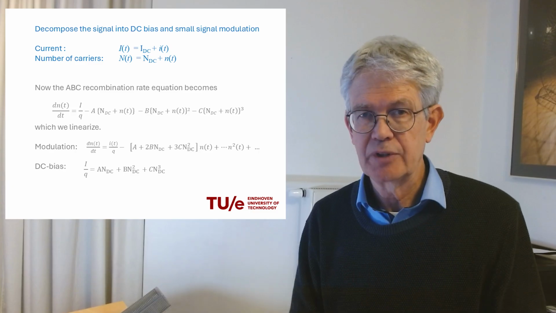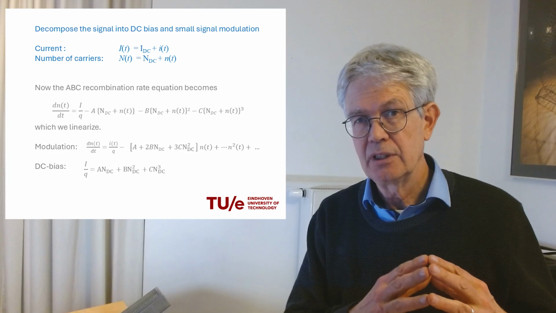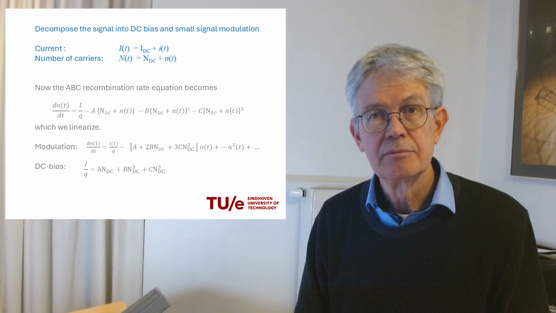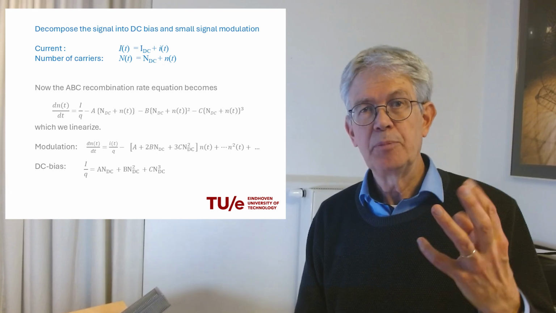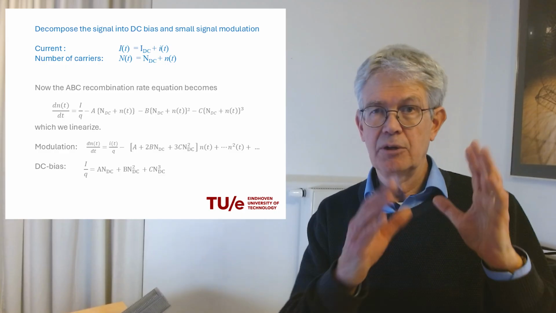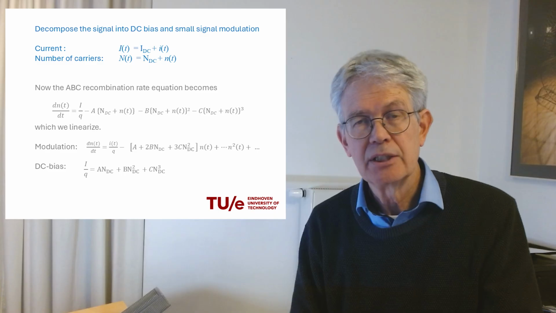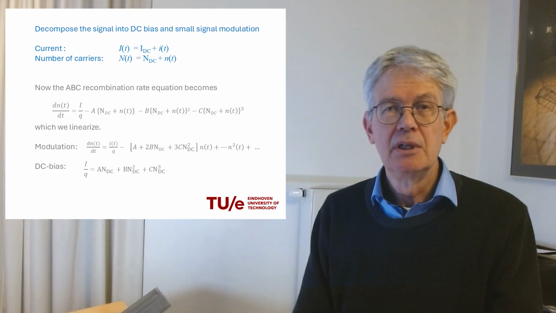But I like to move on. I like to talk about small variations of that signal. In order to do that, I split the total signal, I of t, the current that comes in, into a DC part and an AC part, the modulation part. The DC part, I give an index DC and I write it with a Roman font. The small signal, I write in small symbols, small i of t.